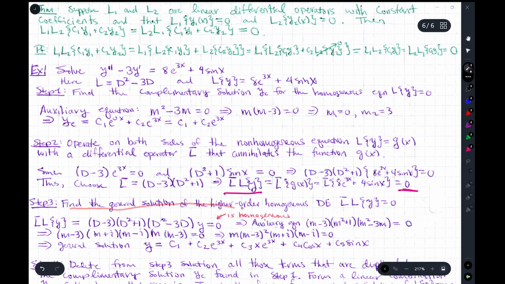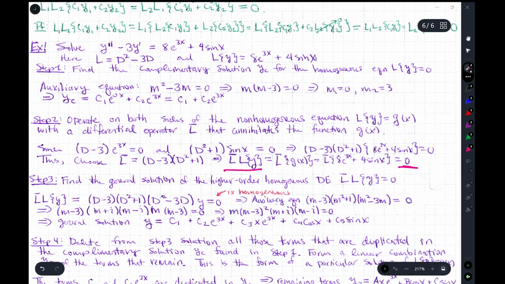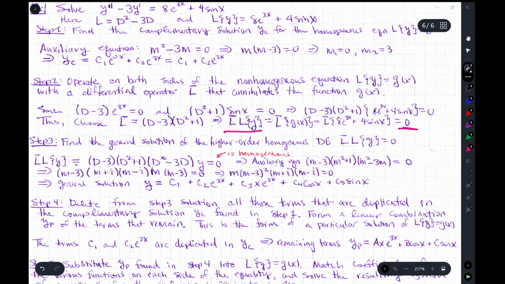Step 3, find the general solution of the higher order homogeneous differential equation. Of course, it's going to be higher order because we have differential operators in L bar. And so this here now is L bar L acting on y, and it's equal to 0 because L bar annihilated g of x as we saw above, and it's homogeneous. That's important. How do you solve a homogeneous equation? Well, you take the auxiliary equation. These are already factored, and the auxiliary equation corresponds to these differential operators. Okay, you could easily see that.